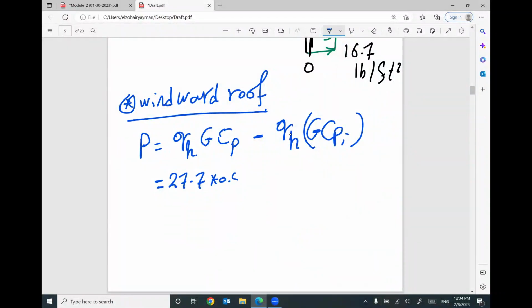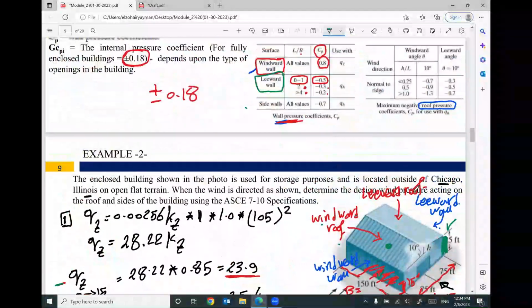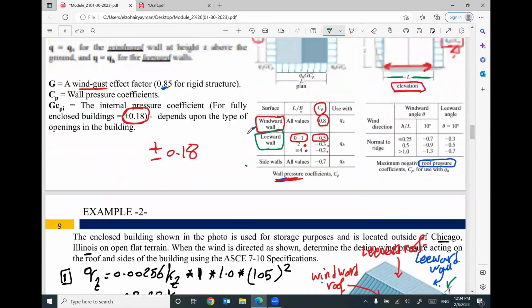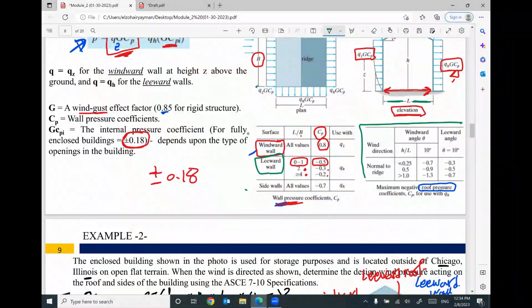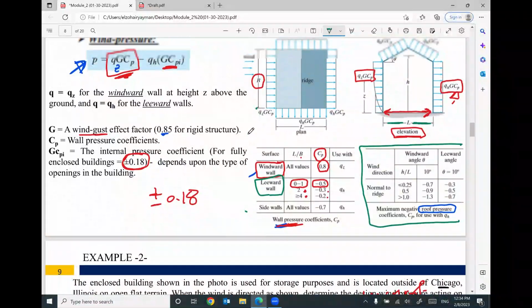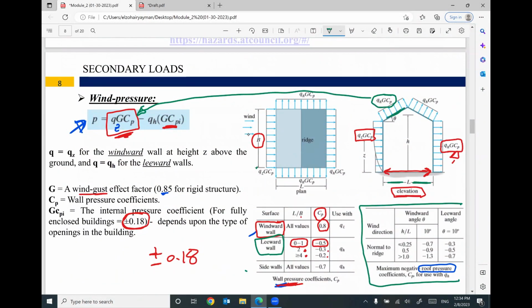G is constant, 0.85. The value of CP, in this case, we are going to use a different table, this table. Anything related to the roof, we are going to use this table. But we are talking about the windward roof. So windward, this one. If you remember, for angle theta equal 10 degree, and your H divided by L smaller than 0.25, I'm gonna use negative 0.7.